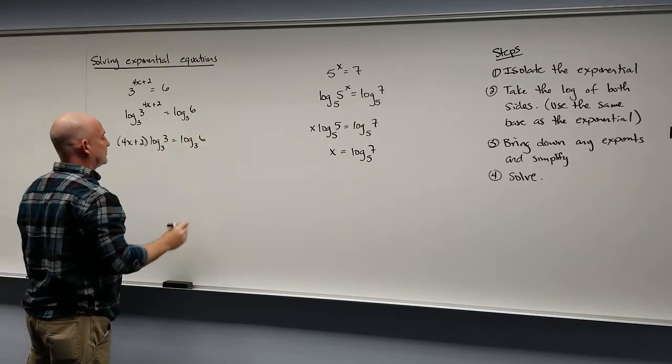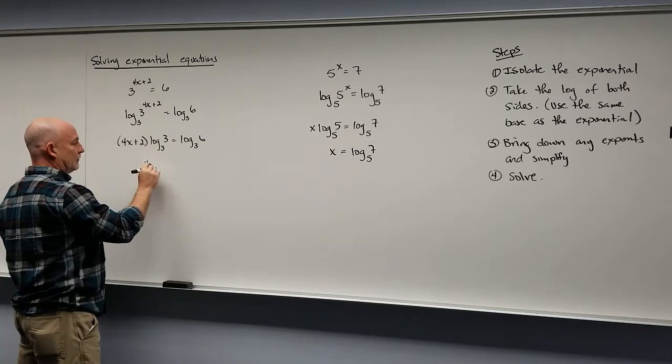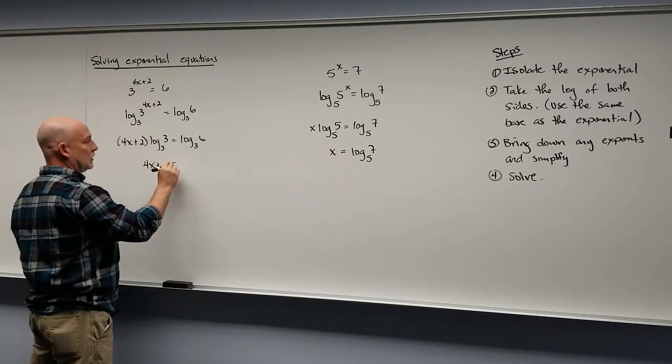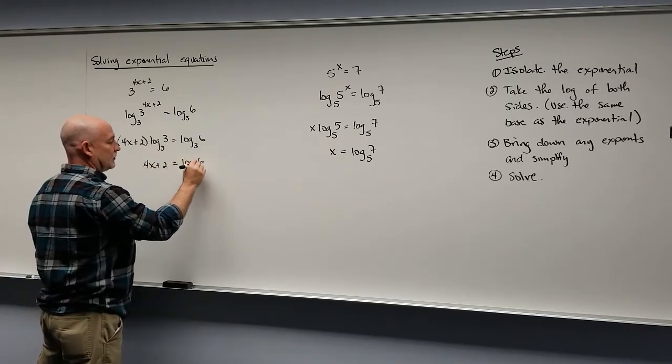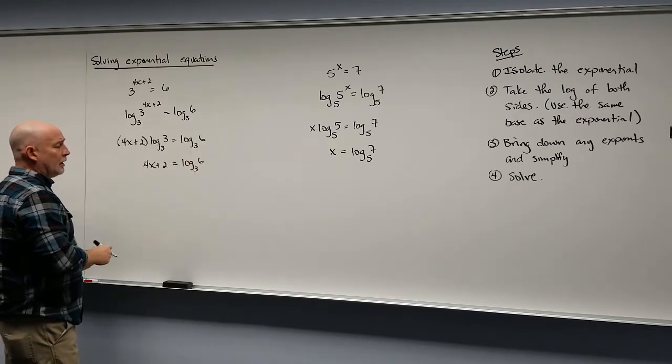log base 3 of 6. Now the reason I use base 3 is that this will simplify. This gives me 4x plus 2 is equal to log base 3 of 6. I'm not sure what that is, right? Again, 1 point something. All right, now we've got to solve for x.